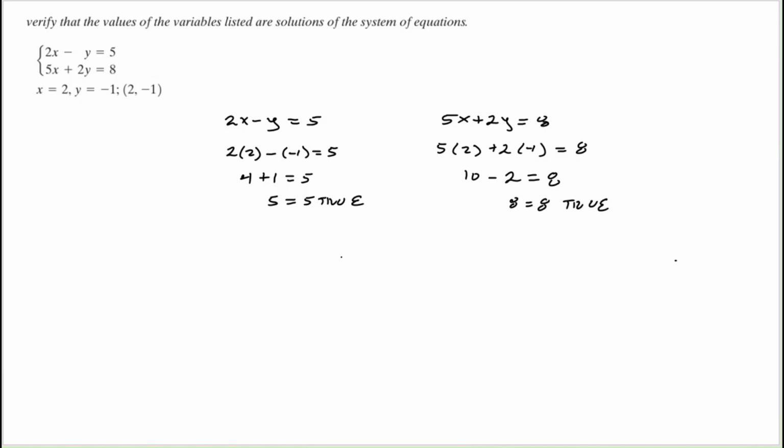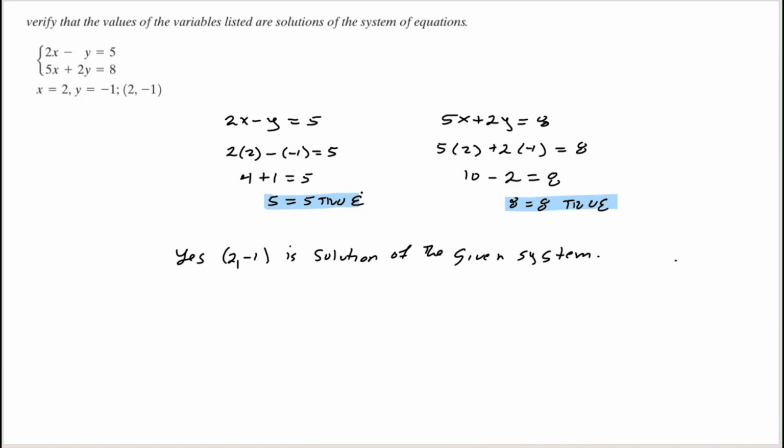So since we got two true statements, we can now say that yes, 2 comma minus 1 is a solution of the given system.